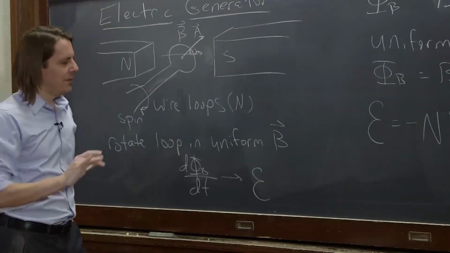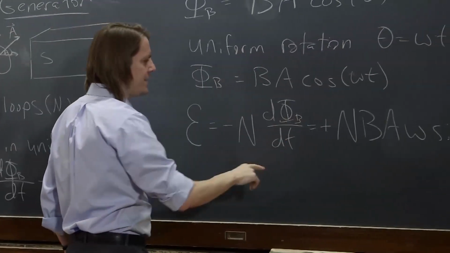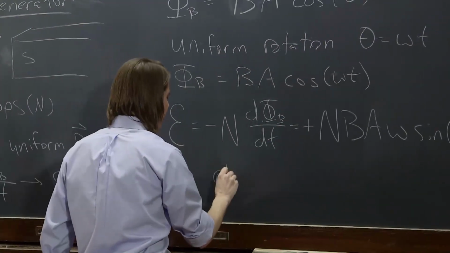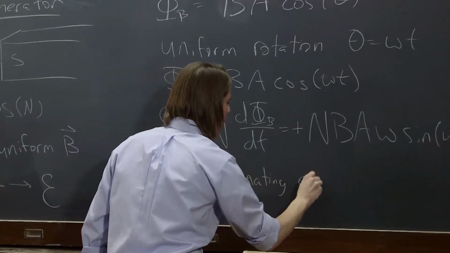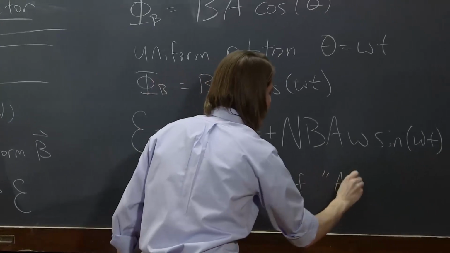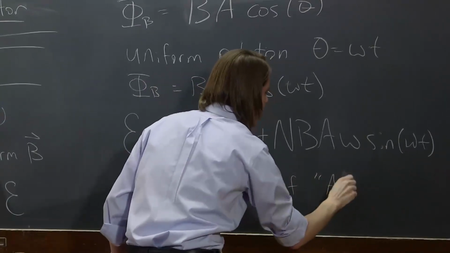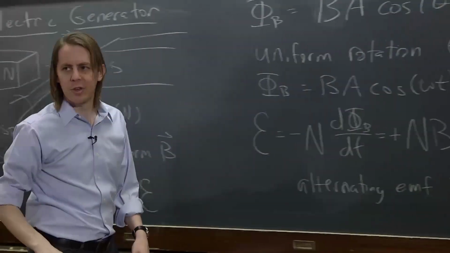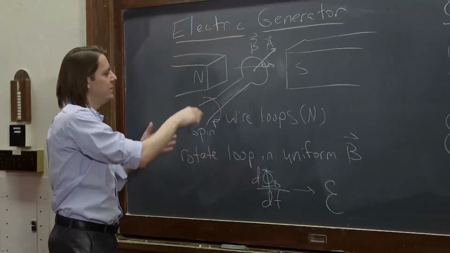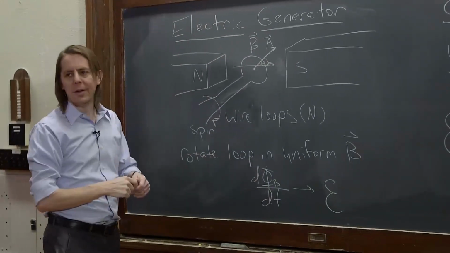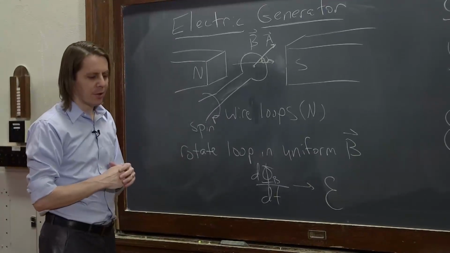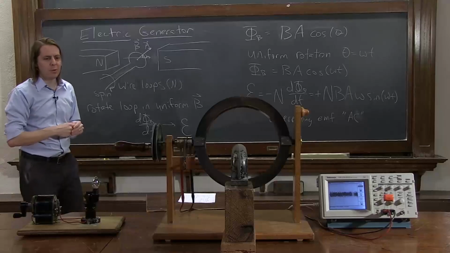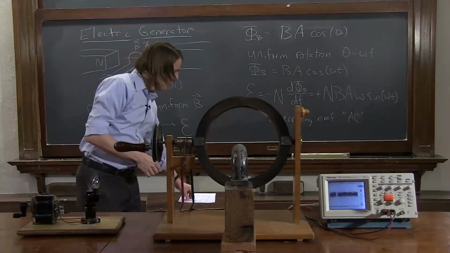So that's our EMF, and then you see that this is an AC EMF. This is an alternating current, which we know as AC, and soon we'll have an entire learning sequence on AC circuits. But this inherently gives you an AC, an oscillating EMF. You never get a DC EMF out of a simple generator like this. So let's look at one and see if that's really what happens.